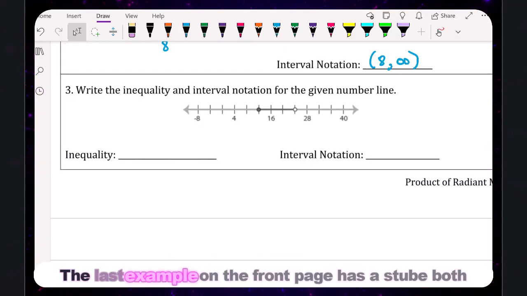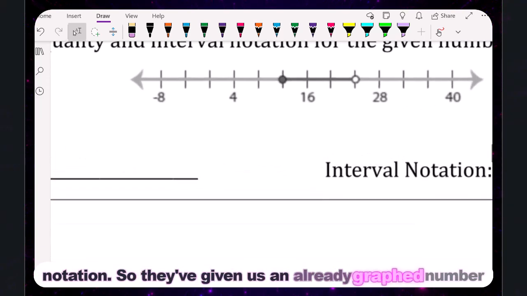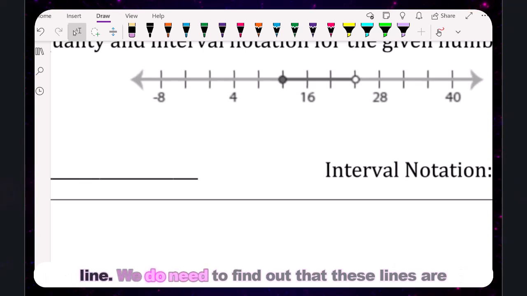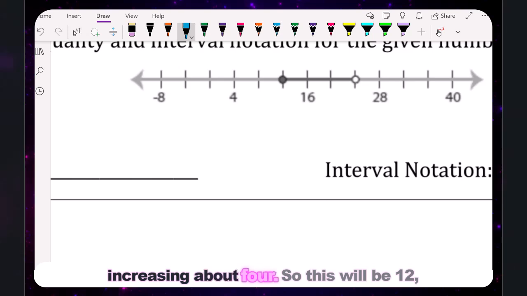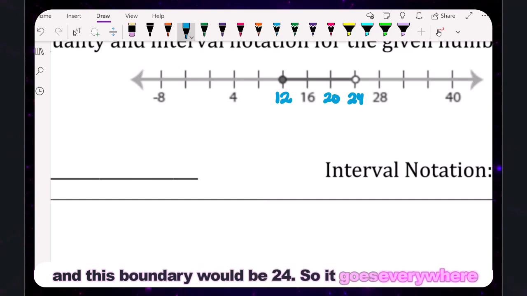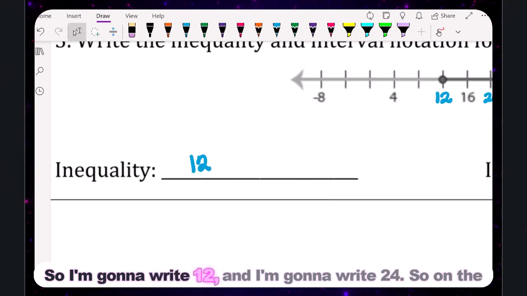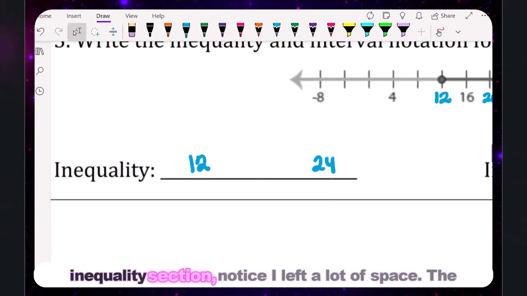So the last example on the front page has us do both notation. So they've given us an already graphed number line. We do need to find out that these lines are increasing by 4. So this will be 12, and this boundary would be 24. So it goes everywhere between 12 and 24. So I'm going to write 12, and I'm going to write 24. So on the inequality section, notice I left a lot of space.